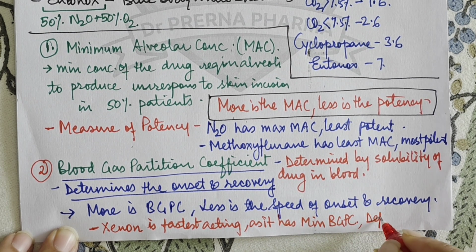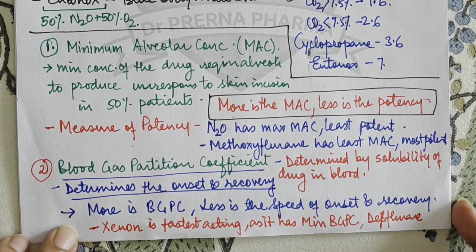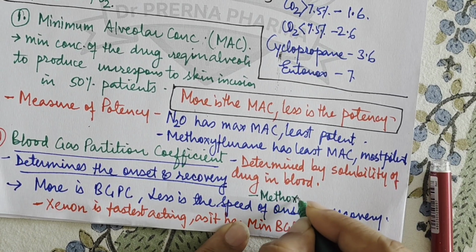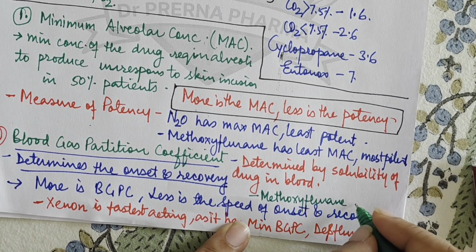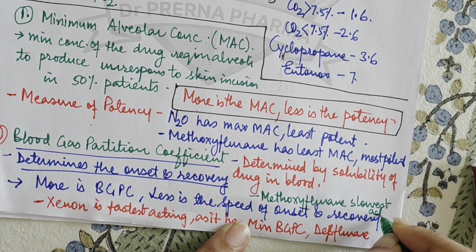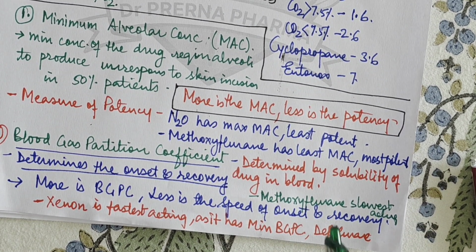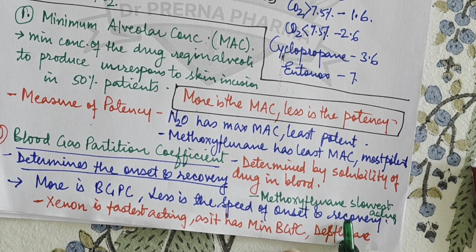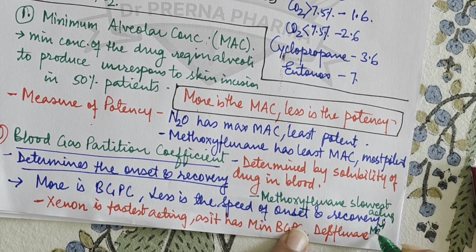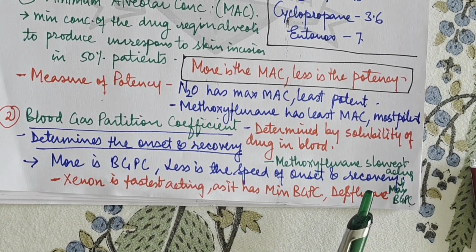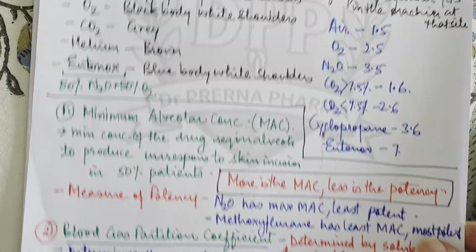Then we also have desflurane, which is also fast acting, and the drug which is slowest acting is methoxyflurane. Now earlier I've written methoxyflurane is the most potent because it has the least minimum alveolar concentration, but it has the highest or maximum blood gas partition coefficient, so it is slowly acting, slow onset and slow recovery, right?